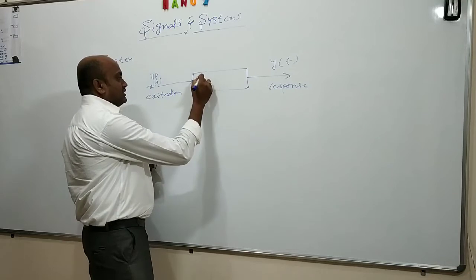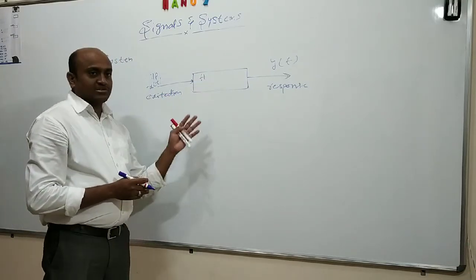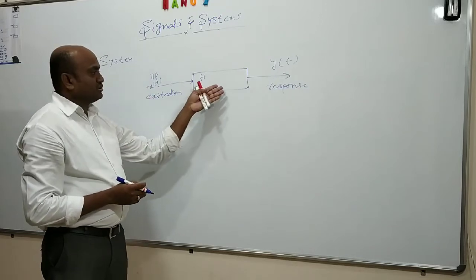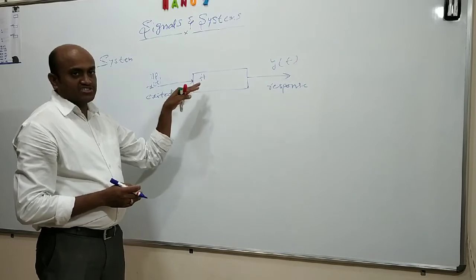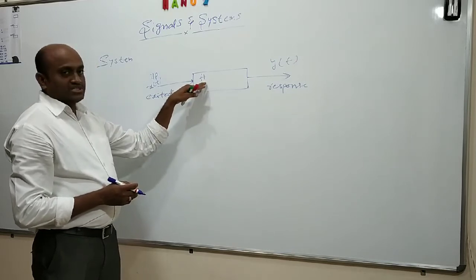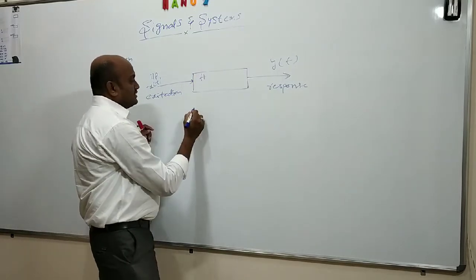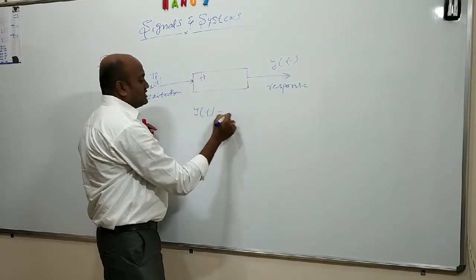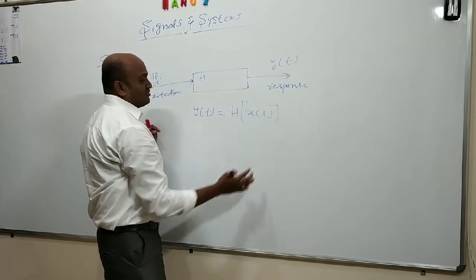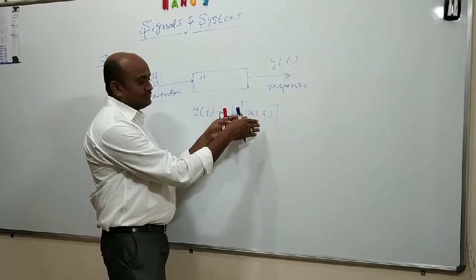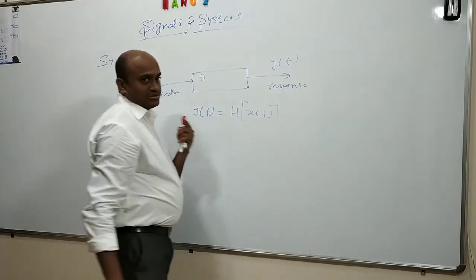And if I consider the transformation or the processing which I am going to apply in the system, and I use the notation h for the transformation, the transfer function of the system, then the relationship between output and input will be y of t is equal to h of x of t. We are performing some kind of transformation on the signal. So the signal is getting amplified and coming out.